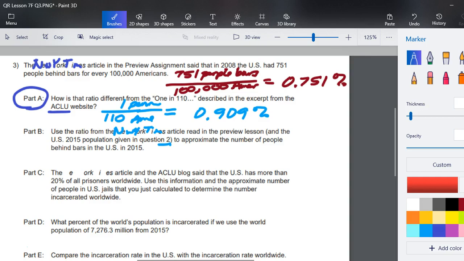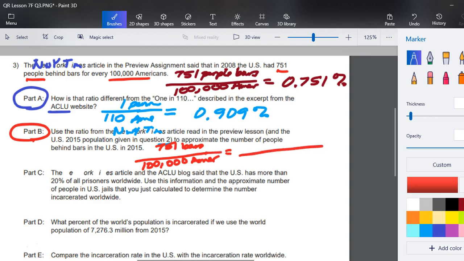So the pieces we're going to grab for question 3, part B, are the number that we just grabbed from question 2, and the information up top about the 751 people for every 100,000 Americans. I'm going to start there: 751 people will be behind bars for every 100,000 Americans. That's our ratio to start with. Now the number from question 2 is 321.9 million Americans. If there's a ratio of 751 behind bars to every 100,000 Americans, then let's look at the total population. How many are going to be behind bars, an unknown, for the entire 321.9 million?